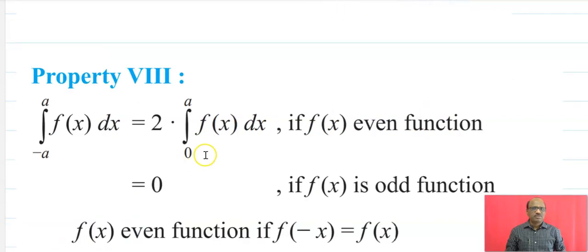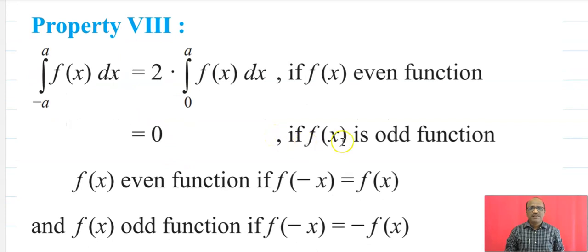And the next property number 8, integral minus a to plus a f of x dx is equal to 2 times integral 0 to a f of x dx, if f of x is an even function. If f of x is even, then it is 2 times 0 to a f of x dx. And if f of x is odd, then the value of this integration, that is integral minus a to plus a f of x dx, is equal to 0.